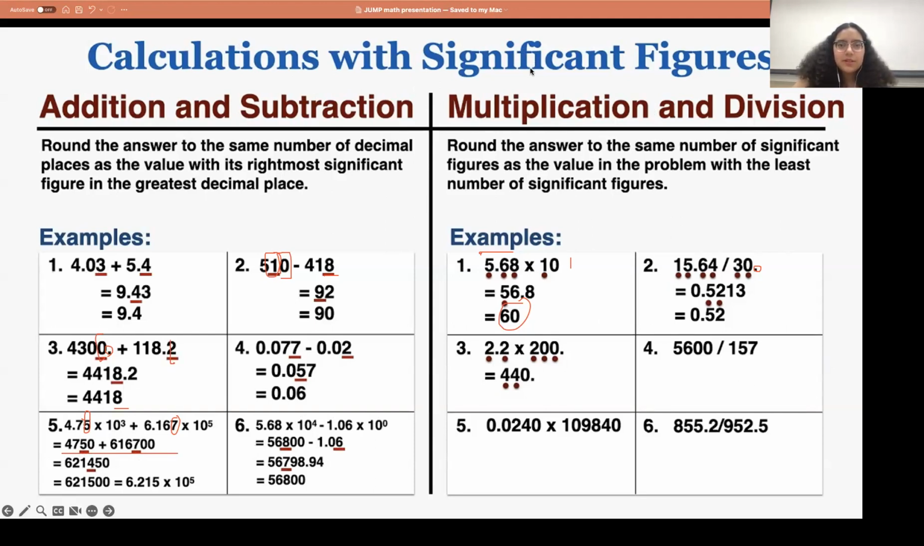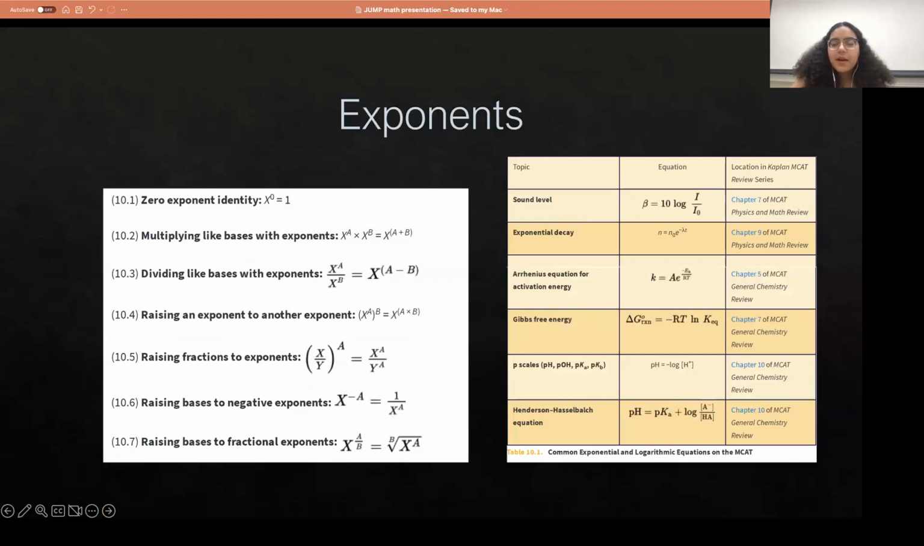I have to clear these annotations. Okay. And then another thing that you're going to be using, which you already kind of have in scientific notation we covered, is exponents. But when you're doing math with exponents, exponents come up quite a bit in your formulas. So like Kaplan, I screenshotted, actually shows some of the common equations that would use exponents or logarithms, sound level, decay, things like that. pH scale is a really important one.